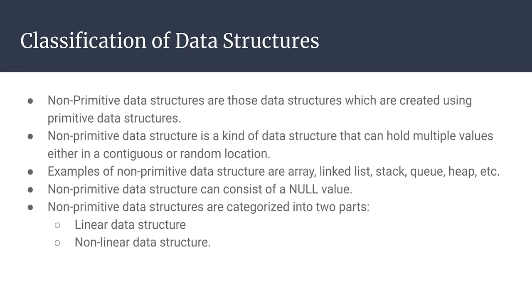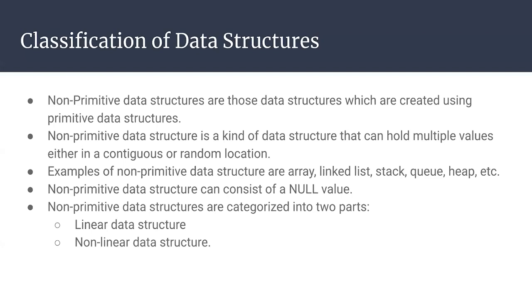So let's take a look at non-primitive data structures. Non-primitive data structures are those data structures which are created using primitive data structures, right? You might have heard of linked list and all these, right? Non-primitive data structures are a kind of data structure that can hold multiple values, either in a continuous or random location. Continuous, as in if you're taking the example of array list or linked list or normal arrays, they are stored in memory in a continuous fashion, right?